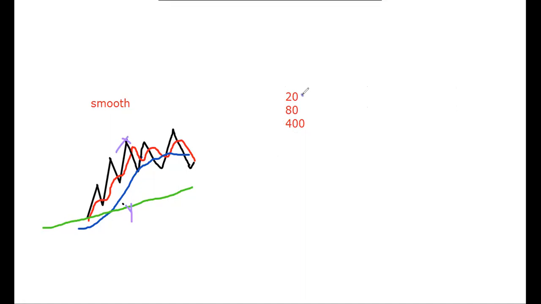So in this case, 20 is faster than 80, and 80 is faster than 400. If there was no 80, and it was just two moving averages, that means this blue one was not there. The red one will be called the fast moving average. The green one will be called the slow moving average. The faster it is, the closer it is to the price, fast MA, and this one will be called the slow MA.